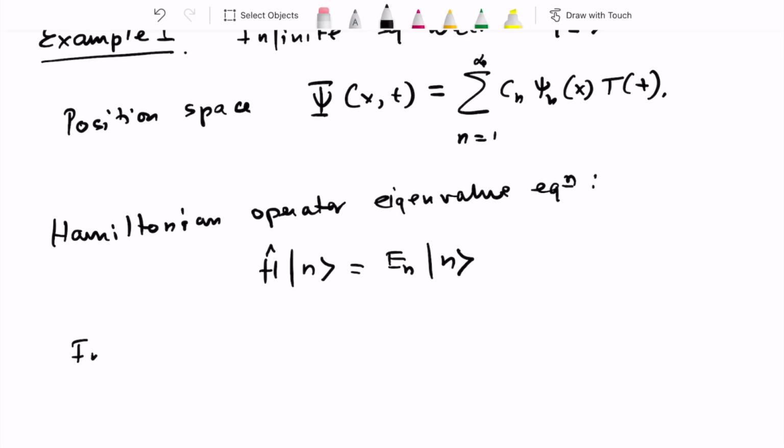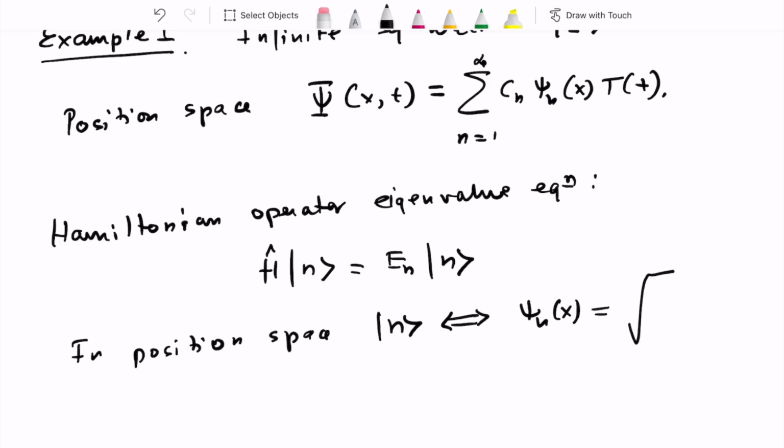So we know that in position space the ket n is represented by psi n of x, and you know exactly what this is. If the width of the well is L and it goes from x equals 0 to x equals L, then the psi n of x's are given by the square root of 2 over L times sine of n pi x divided by L. Alright, so you know this very well. So that is the position space representation of the ket n.